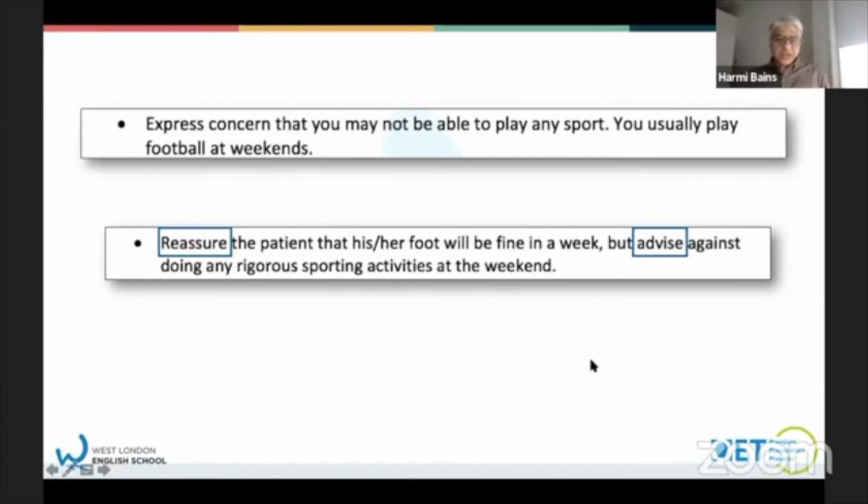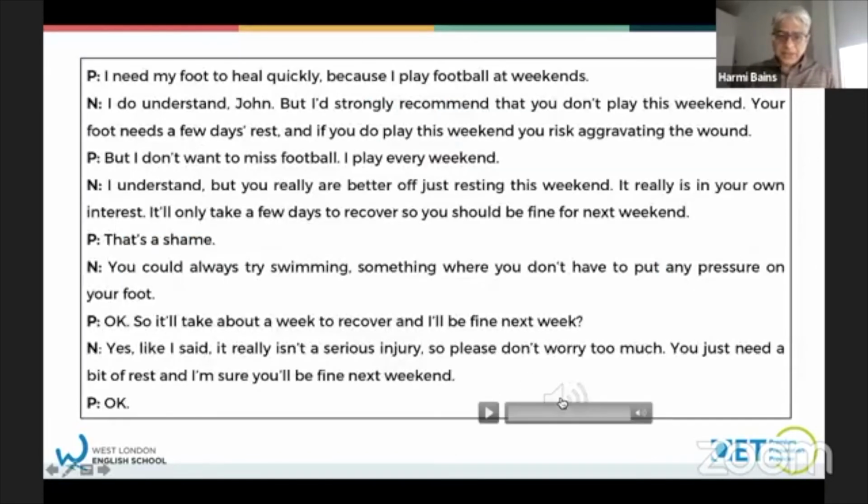This is the patient's card. It says express concern. You may not be able to play any sport. You usually play football at weekends. Once again, you can see how the tasks have been aligned. The patient's going to express concern and you're going to reassure. It's been written in a way so you can create that dialogue. Okay, let's have a listen to the sample answer.